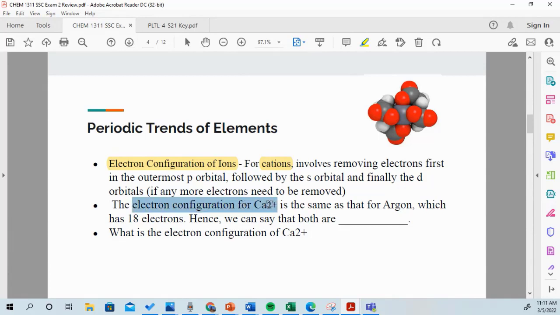This is a sample question. The electron configuration of calcium 2 plus is the same as that of argon, and they both have the same number of electrons. So what can we say about both of these? They're isoelectronic, meaning they have the same number of electrons and the same electron configuration, but they are different elements. So what is the electron configuration of Ca2+, calcium 2 plus?